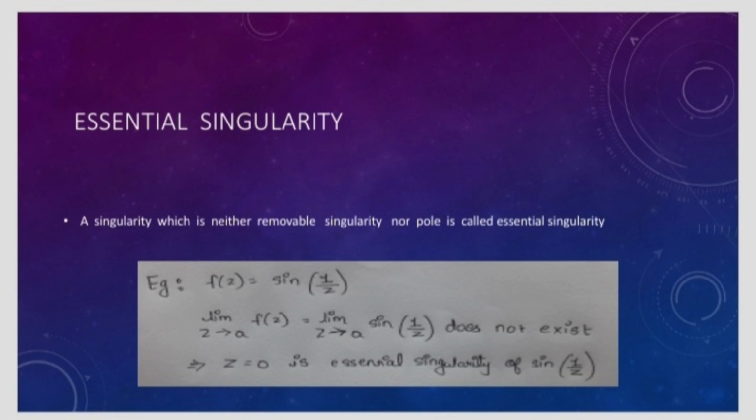Third is essential singularity. From the word essential, it is clear that the singularity is essential, that means important, that means we can't remove it. A singularity which is neither a removable singularity nor a pole is called an essential singularity.